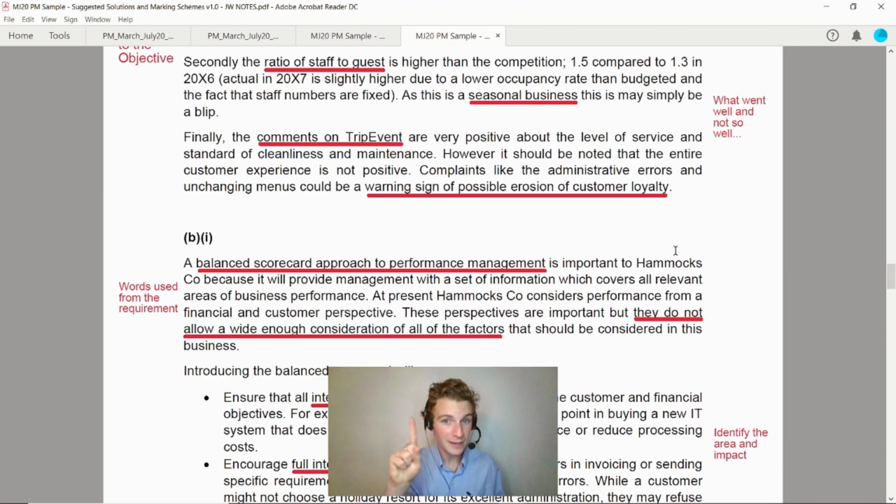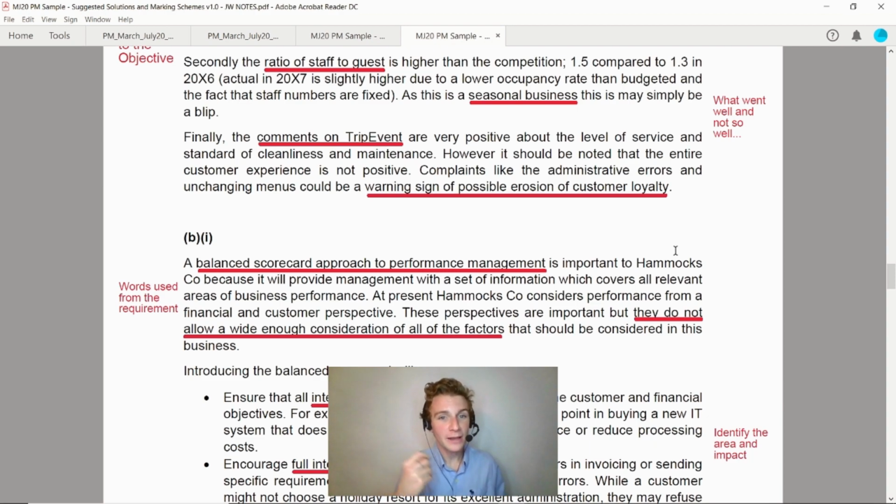Big tick, we picked up on that. However, it should be noted that the entire customer experience is not all positive. Complaints like the administrative errors, so these relate to those notes on the side that we're going to be picking up on now. You could have gone into more detail here.